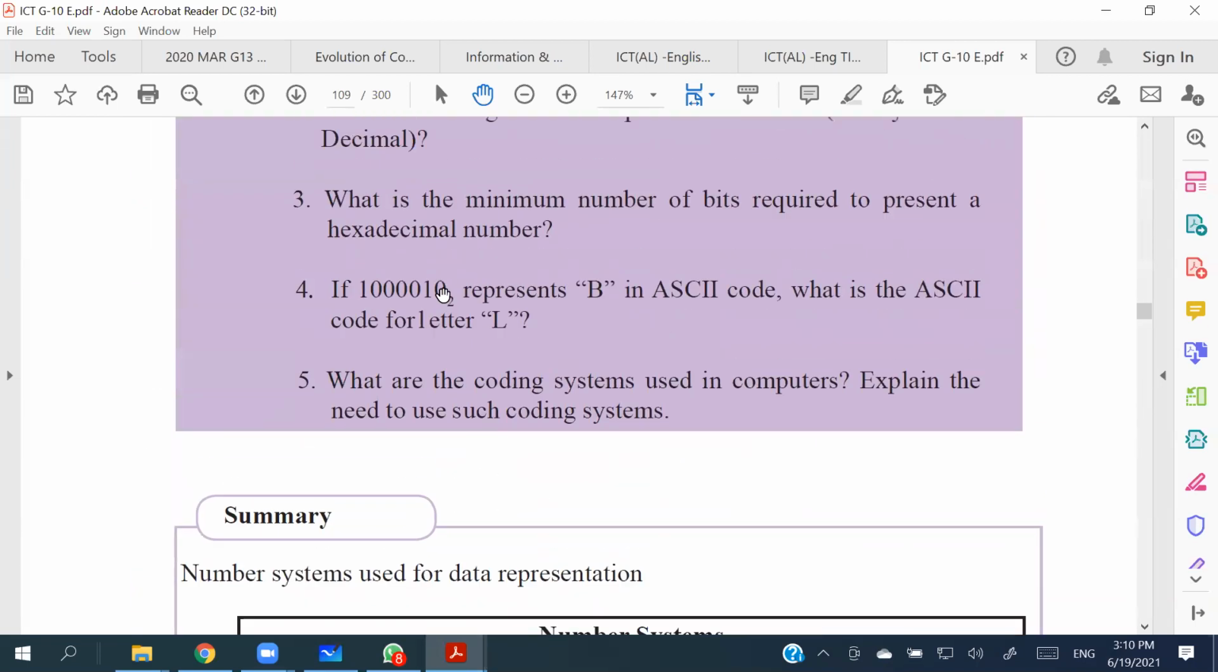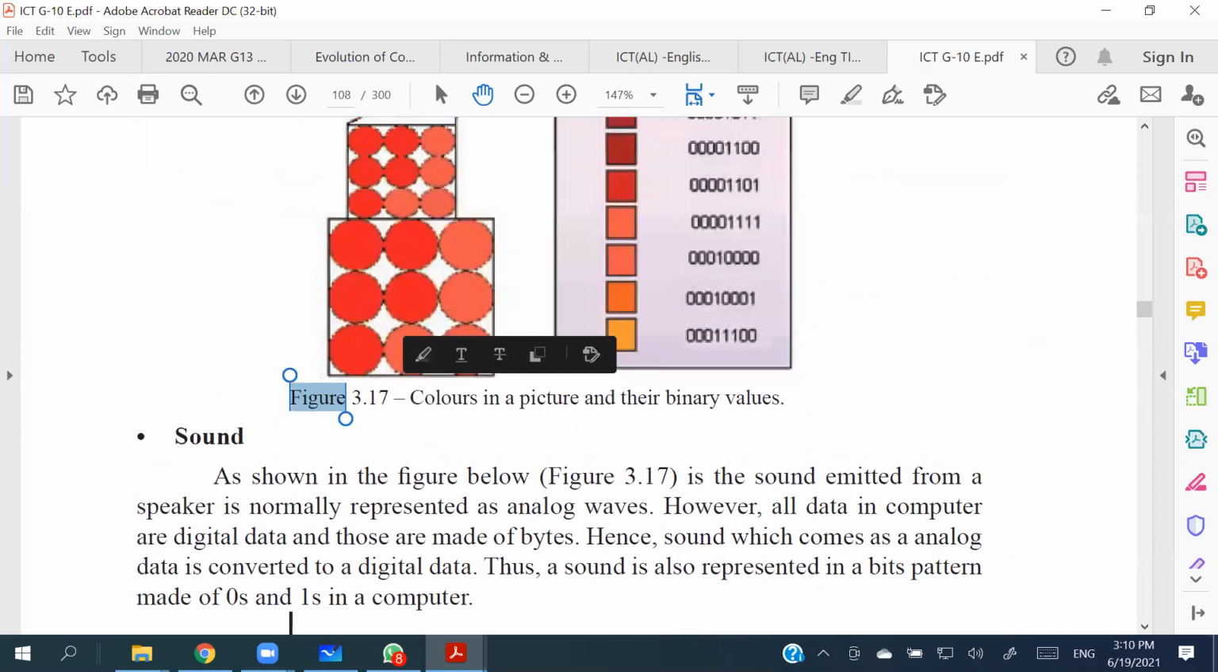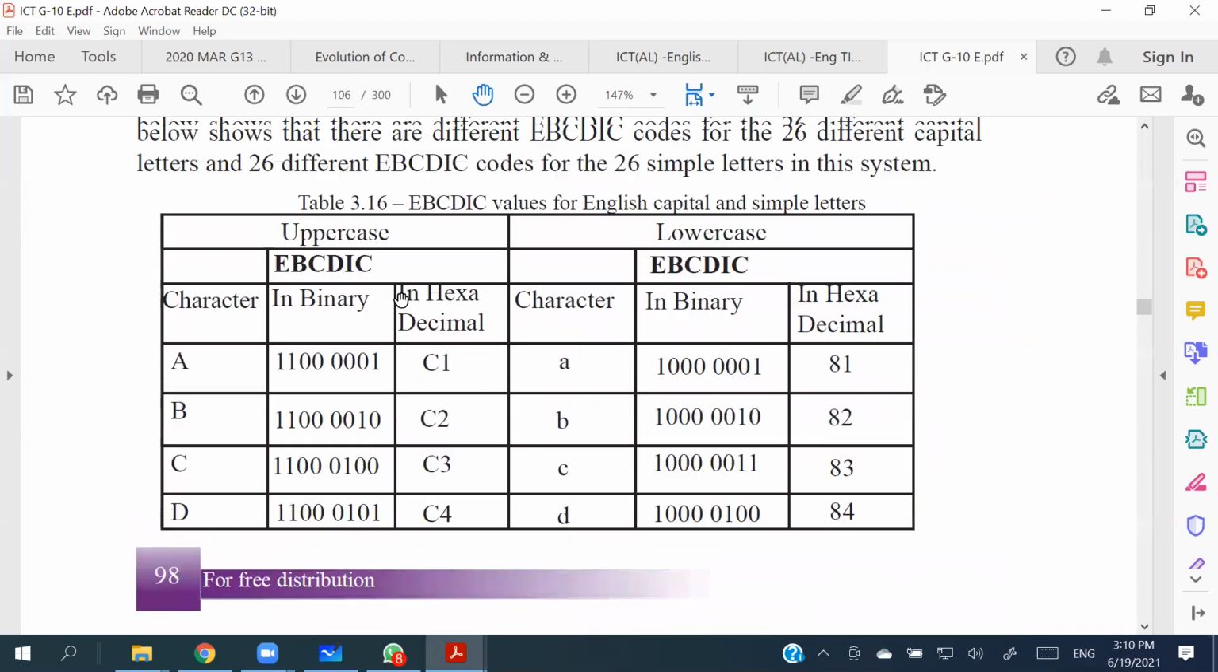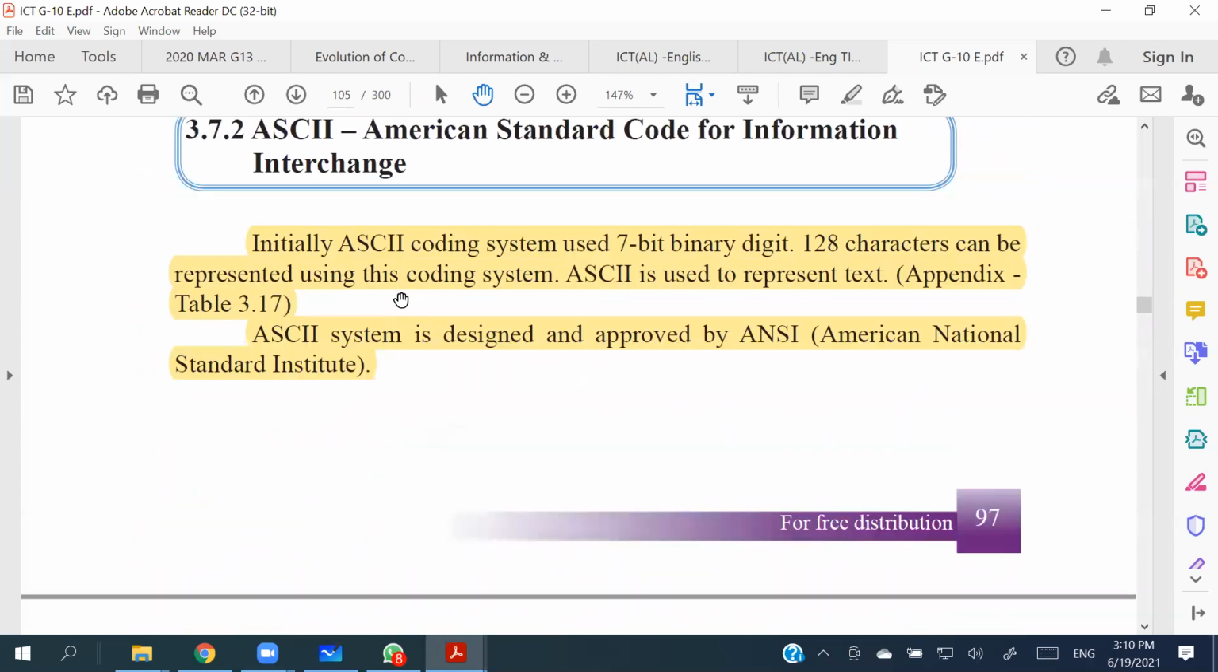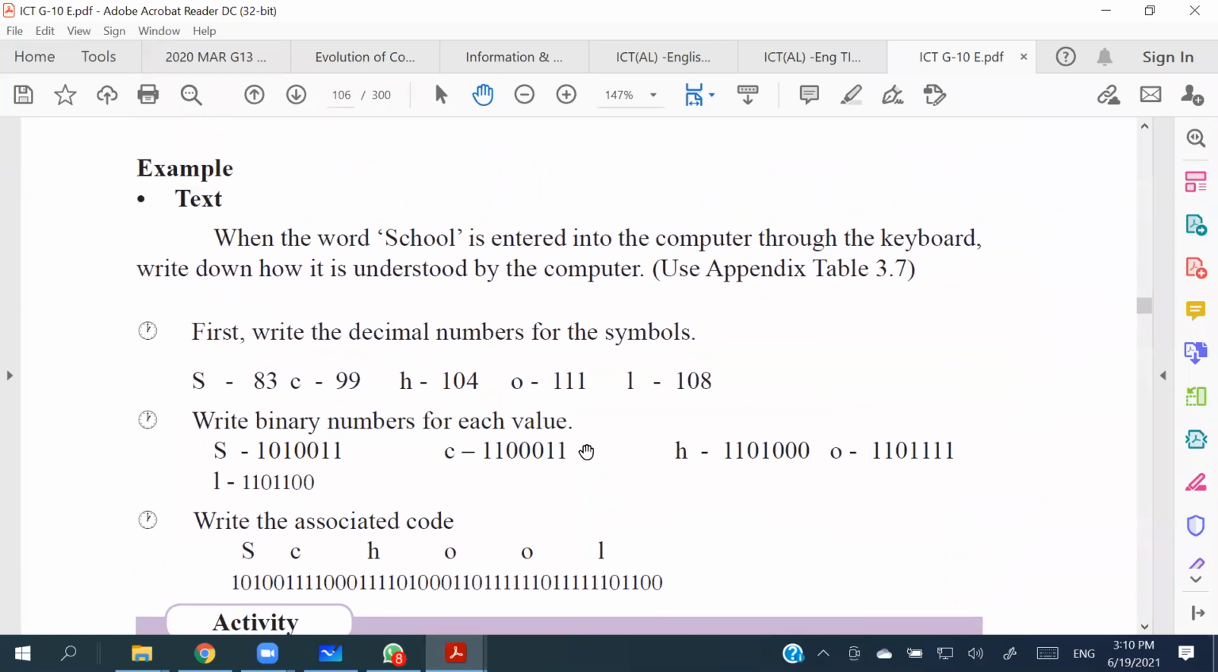Right? So let's go and see the example in here. See? Here in the ASCII code, they say, when the word school is entered into the computer through the keyboard, write down how it is understood by the computer.